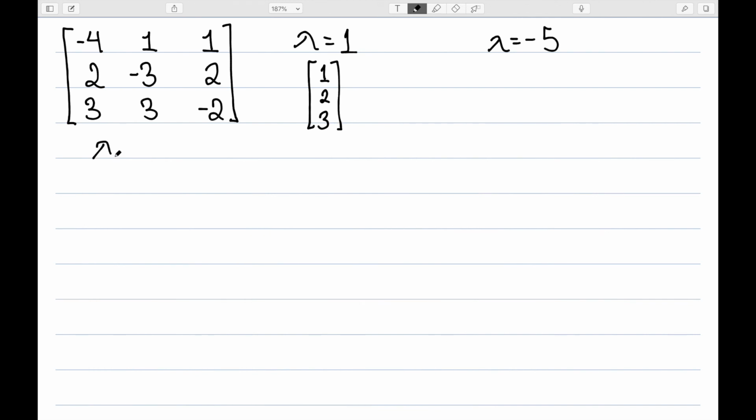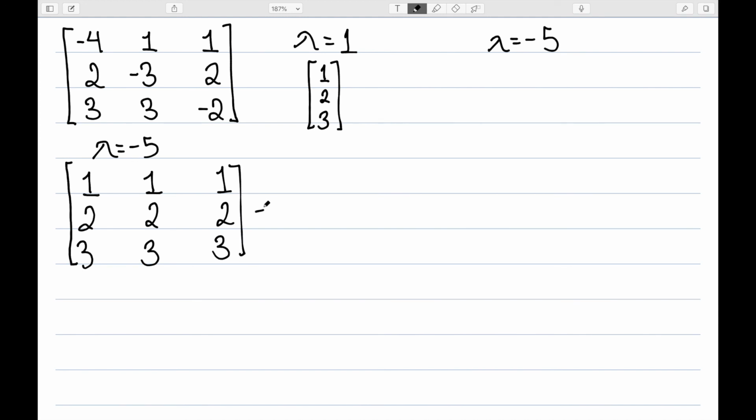I now want to consider the case lambda equal to negative 5. When I subtract negative 5 from the diagonal, negative 4 minus negative 5 is 1, 1, 1. 2, negative 3 minus negative 5 is 2, and then a 2. The last row is 3, 3. And negative 2 minus negative 5 is 3. So this reduces to the first row being 1, 1, 1, and the other two rows being all zeros.